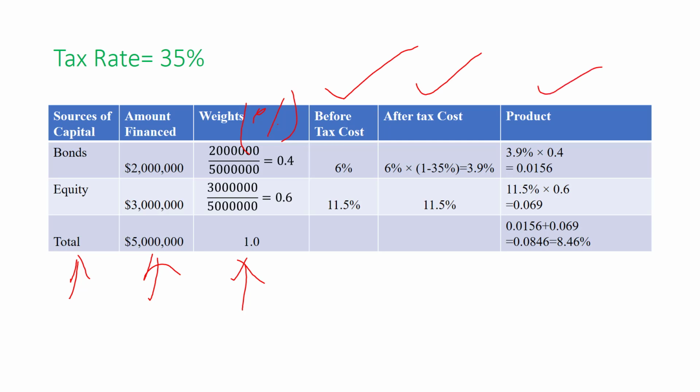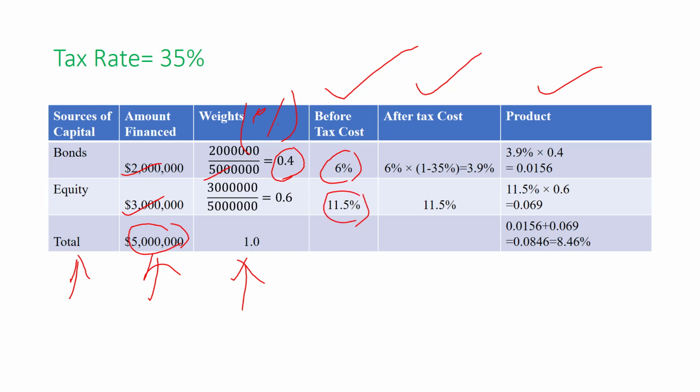So given the information, we have 2 million being financed through bond, 3 million being financed through equity. Total is 5 million. And how do you compute the weight? 2 million divided by 5 million, that is 40% being financed through bond, and 3 million over 5 million gives us 0.6, 60% being financed through equity. And before tax cost is 6% for bond, and for equity is 11.5%.